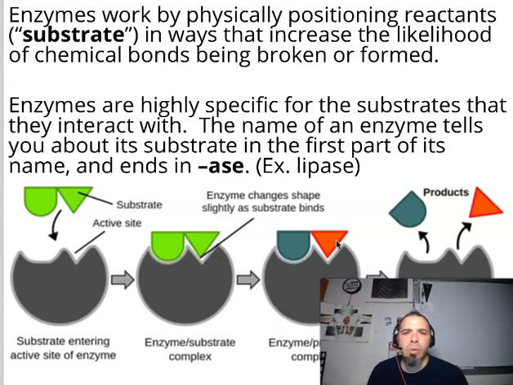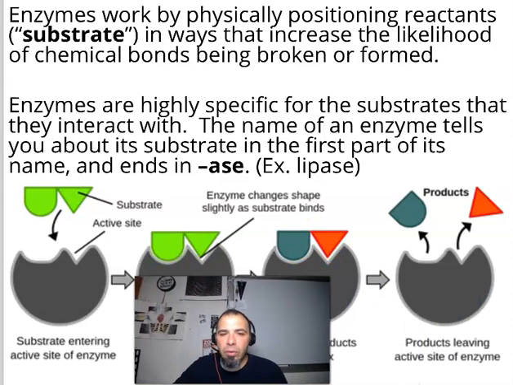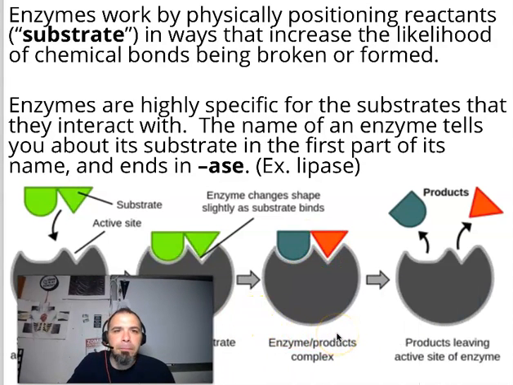Enzymes work by physically positioning reactants, or substrates, in ways that increase the likelihood of chemical bonds being broken or formed. Enzymes are highly specific for the substances they interact with, and the name of the enzyme tells about the substrate. So lipase would break down lipids. Helicase breaks up the DNA helix, things of that nature. Again, I just went through that whole catalytic process.